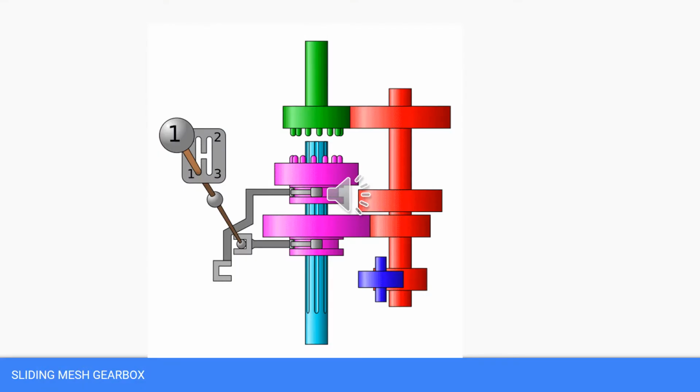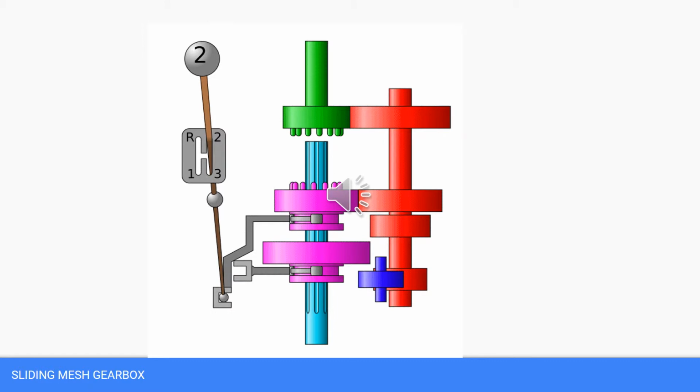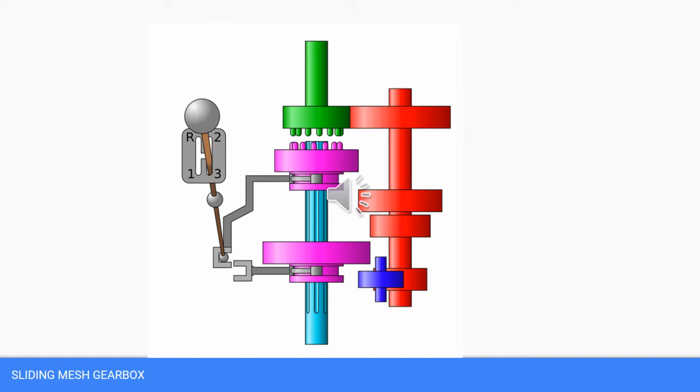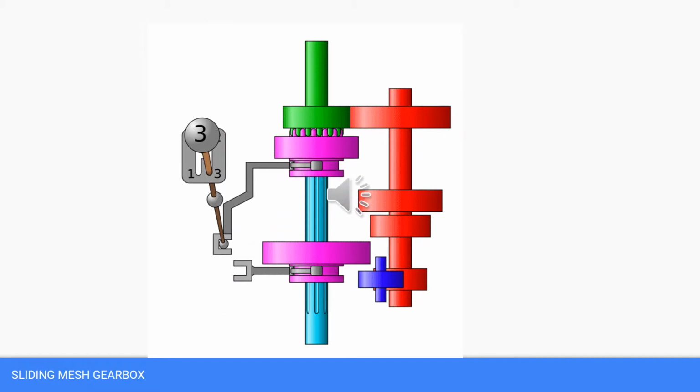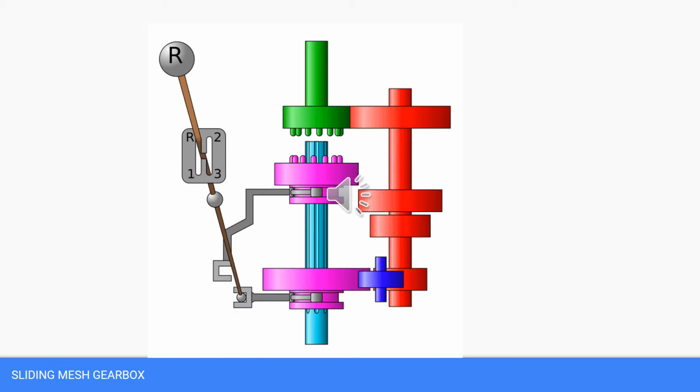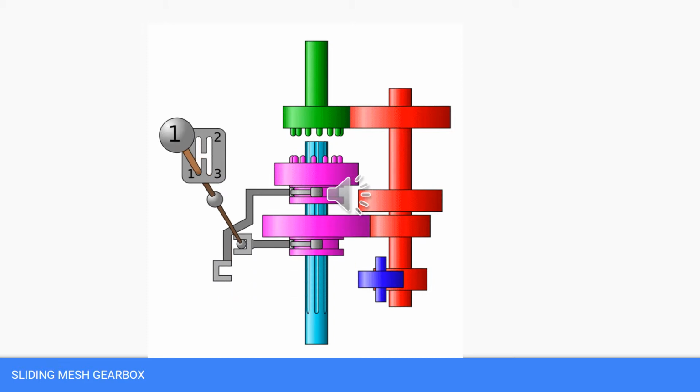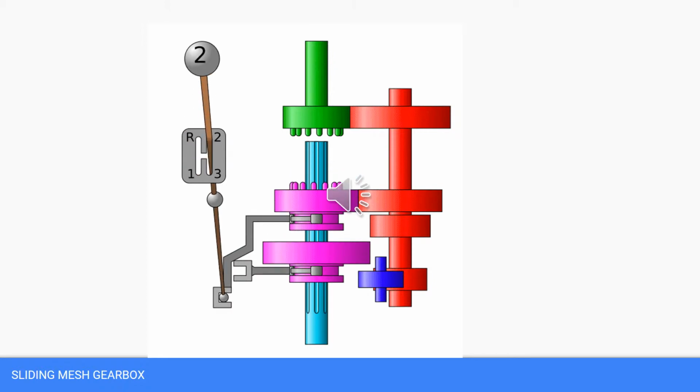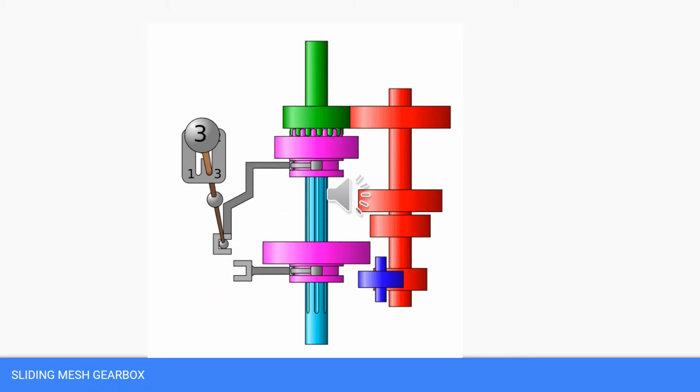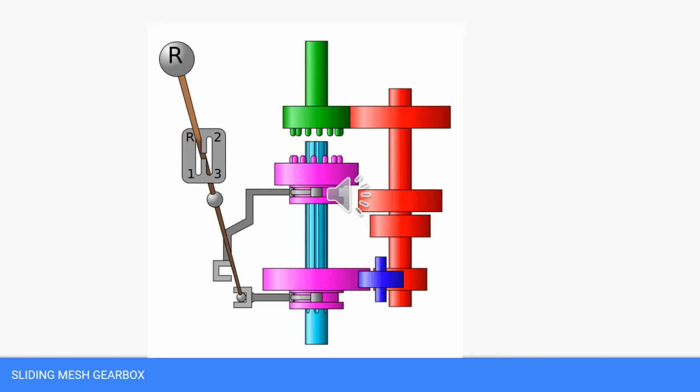In a sliding mesh gearbox, gears engage by sliding on a spline shaft with the help of a fork which is controlled by the gear lever. This type is the simplest and easiest to manufacture. The disadvantage is that because of the sliding nature of the gears, only spur gears can be used, which hence increases the vibration.